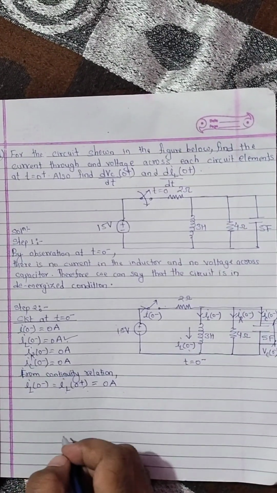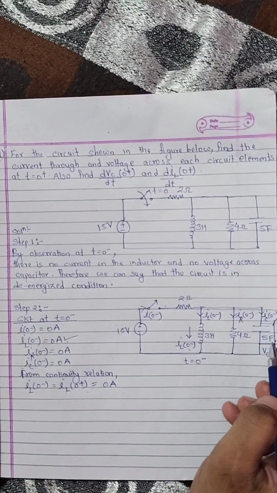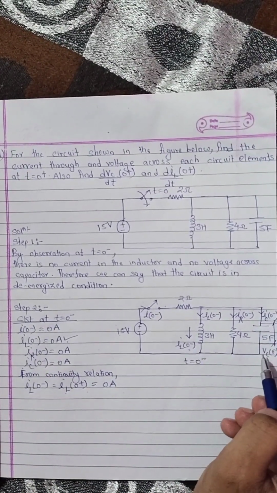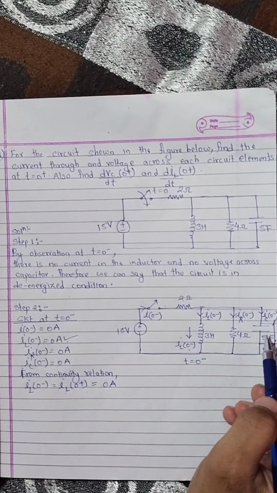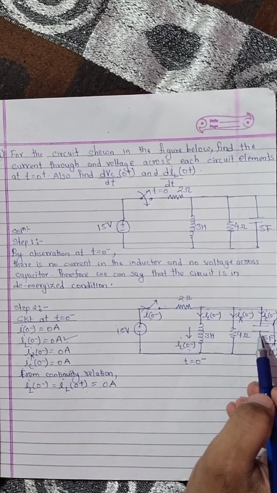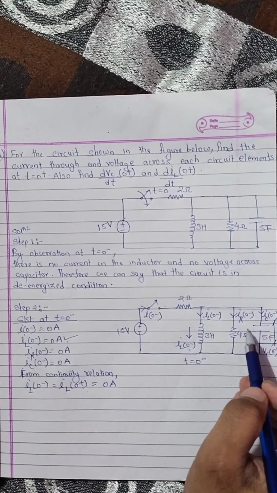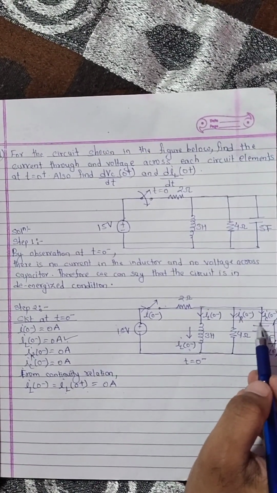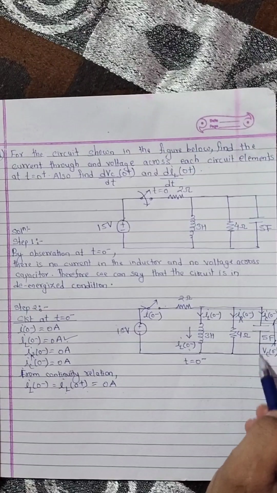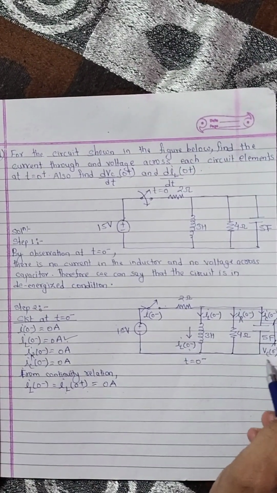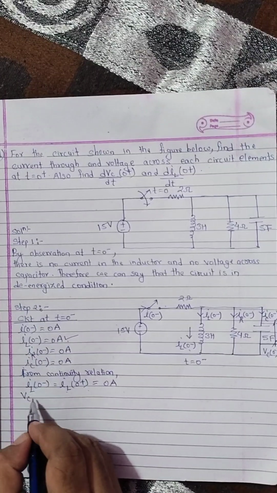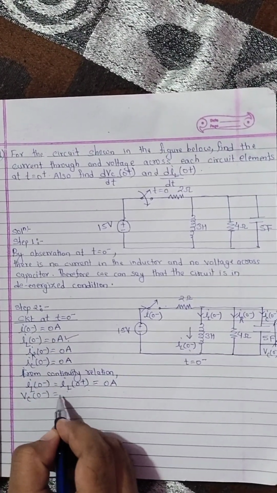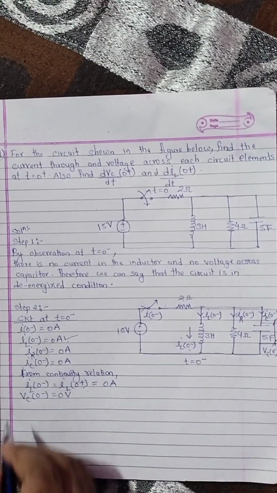Now the next target is to calculate VC(0-). Since the capacitor current IC(0-) is 0, the capacitor won't charge. If the capacitor won't charge, there won't be any voltage across the capacitor. So VC(0-) is equal to 0 volt.